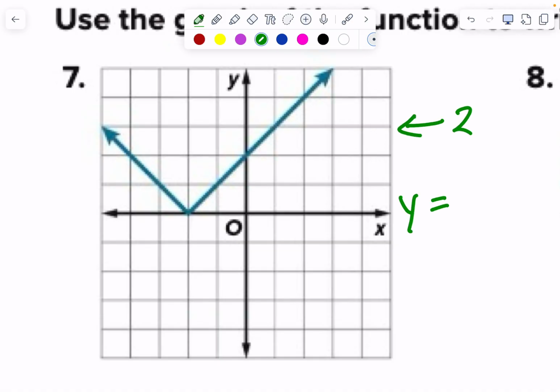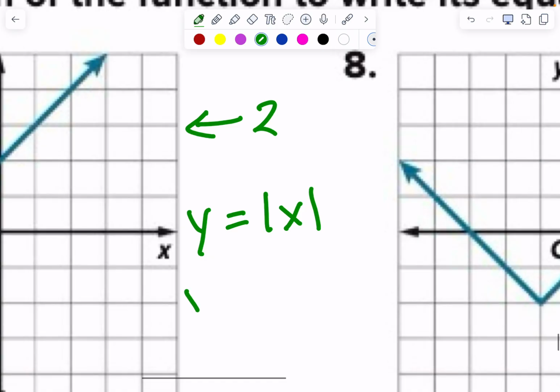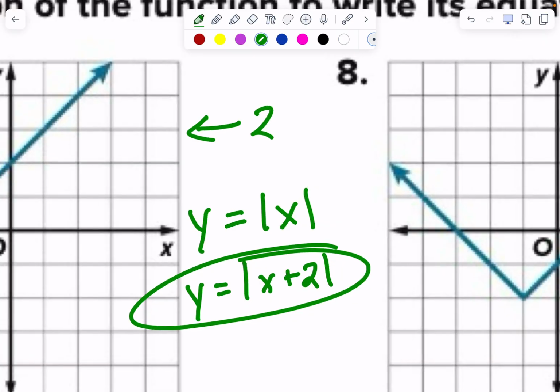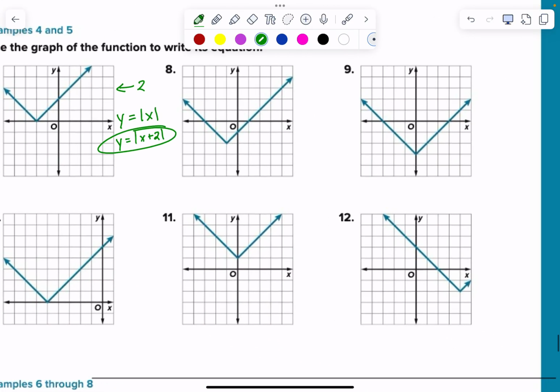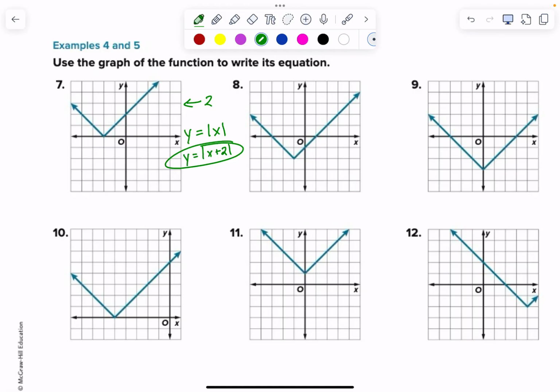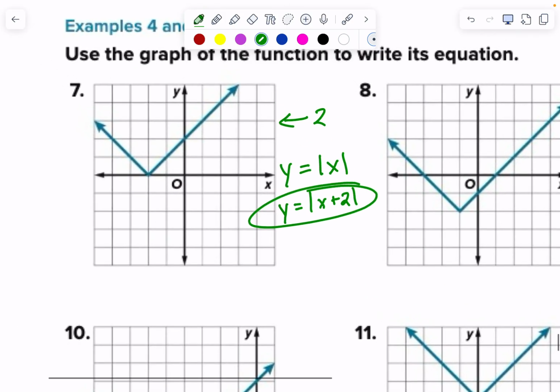So if we start with y equals the absolute value of x and we know we're moving him to the left 2, how does that change his equation? Plus 2 inside. Yep. y equals the absolute value of x plus 2. That's what 7 should look like. I think all of these you're just moving him left, right. Is it okay if we didn't write the y equals? Did you just do absolute value of x plus 2? That's fine.